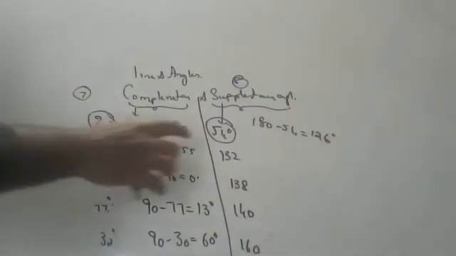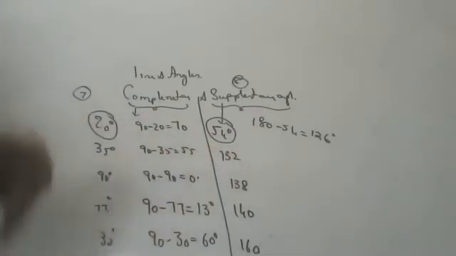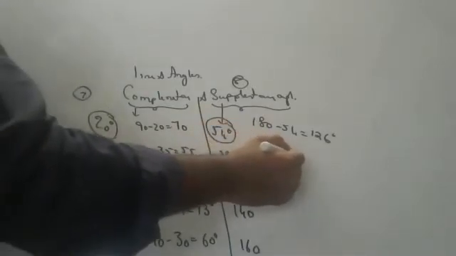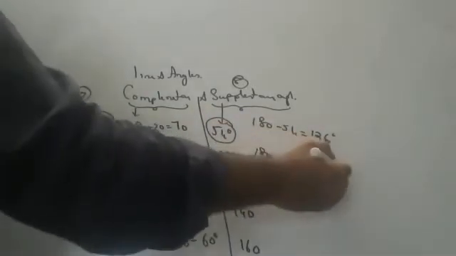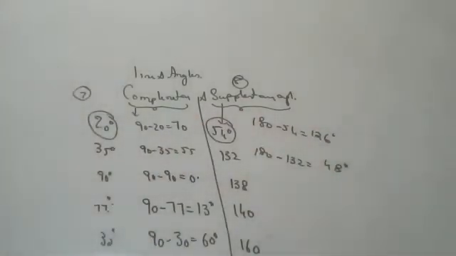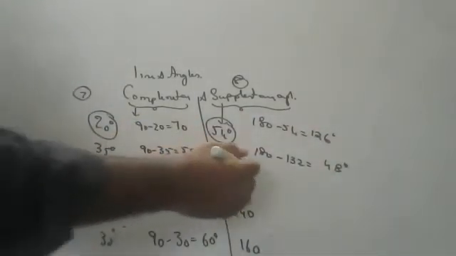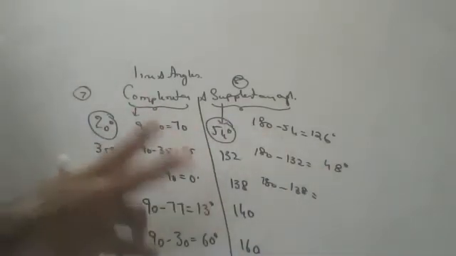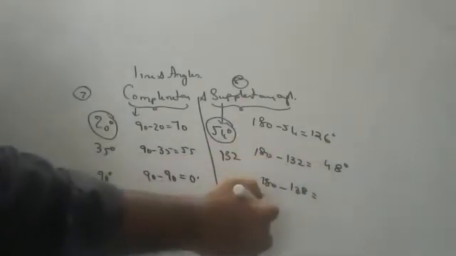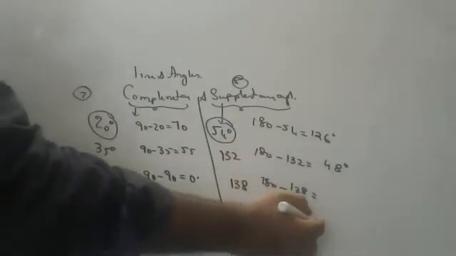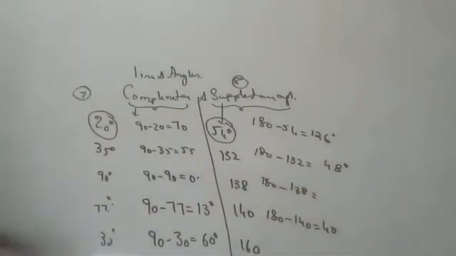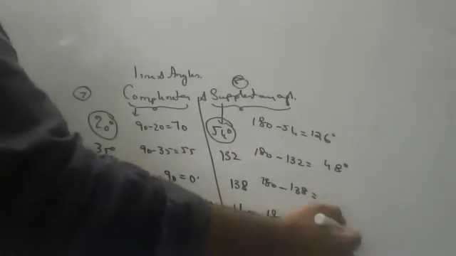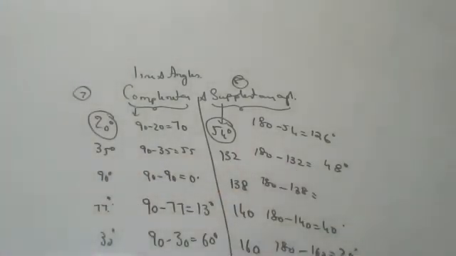If one angle is 132, what is the other angle, children? How to find out? 180 minus 132. How much is it, children? 48 degrees. If one angle is 138, what is the other angle? 180 minus 138, since the sum of two angles should be supplementary. If one angle is 140, the other is 180 minus 140, 40 degrees. If one angle is 160, the other is 20 degrees. Like this we should do. These are basic level sums, children.